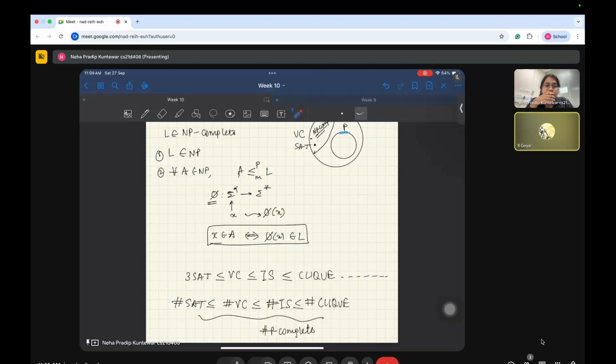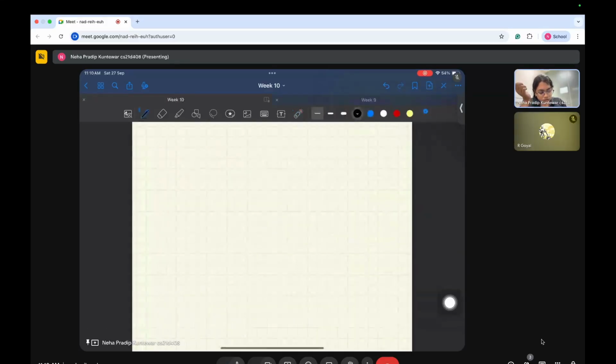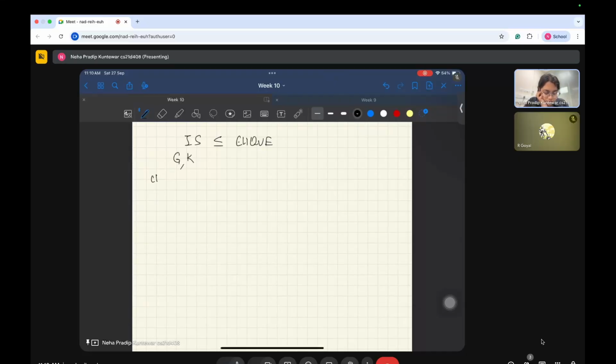Independent set is the clique for getting the clique of the graph, that is, getting the independent set of the inverse graph. So let's try to do that. So how do we reduce independent set to clique? The input to us is G comma k, and we want to check whether G has a k-sized independent set.